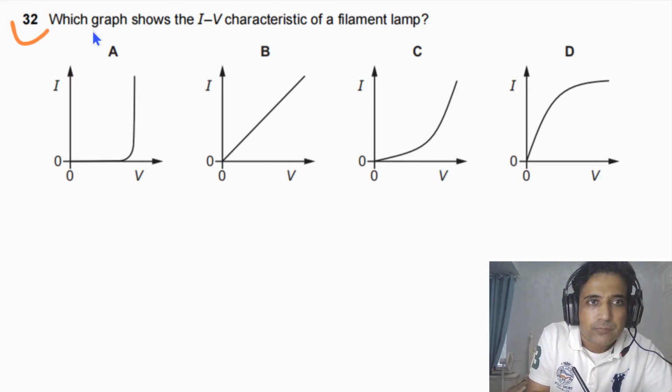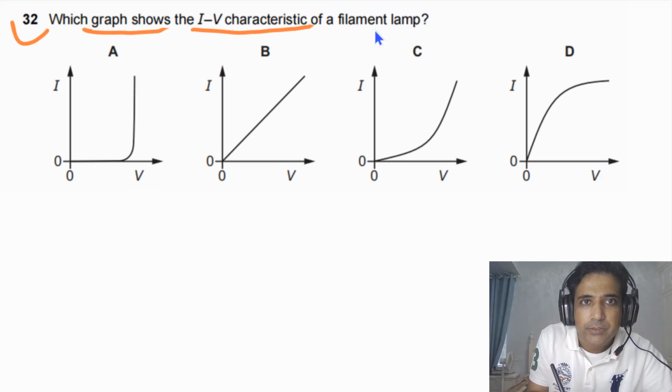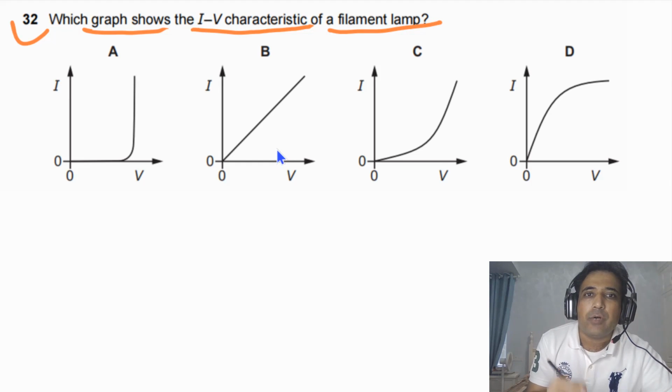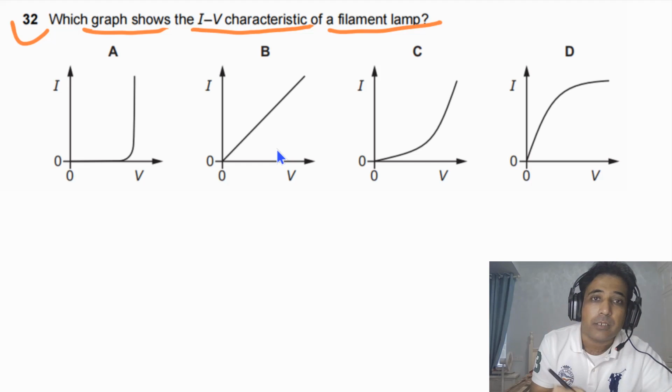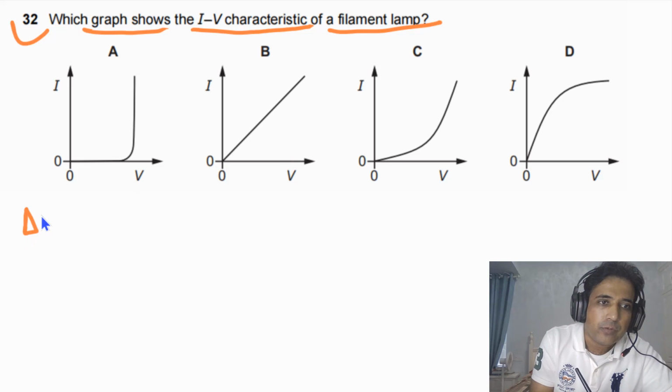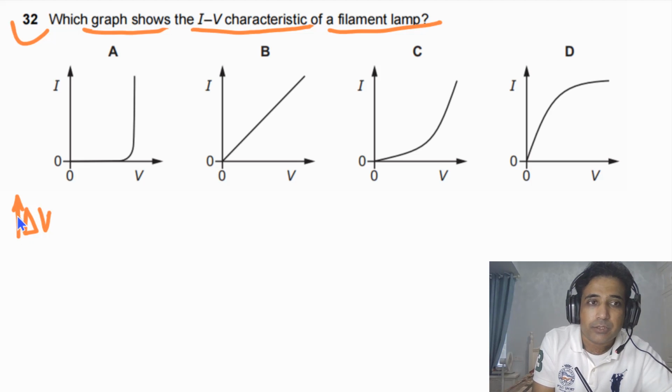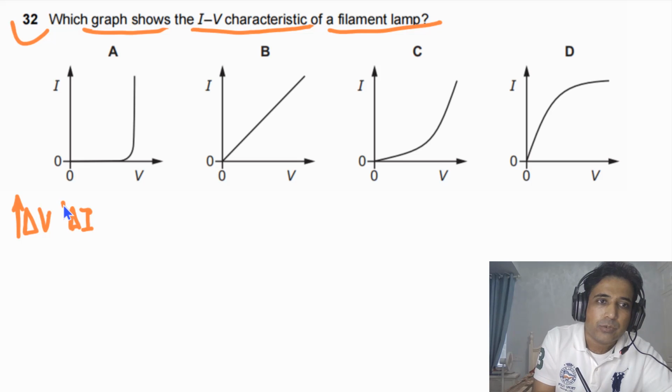Question 32 says, which graph shows the IV characteristics of a filament lamp? For a filament lamp, we need to understand how PD and current are linked with each other. Imagine that first of all we increase the PD across the filament lamp by this much. The arrow is representing the increase in magnitude of delta V. So the increase in delta I, this one will be small. So let's say this is this much.